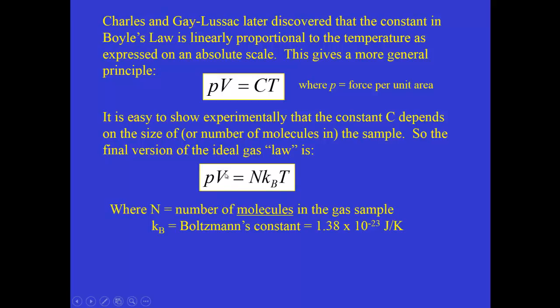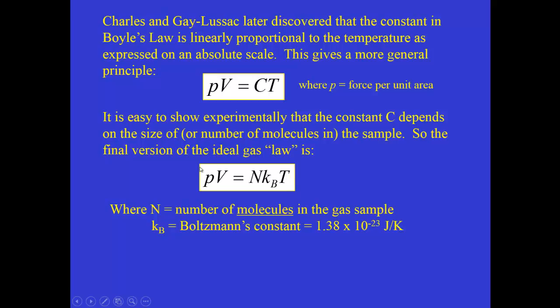The pressure times the volume is equal to the number of molecules times a constant that we now refer to as Boltzmann's constant, multiplied by the absolute temperature in Kelvin. So, N is the number of molecules, and Boltzmann's constant, in order for the units to work out right, must be expressed in units of energy per temperature, joules per Kelvin.